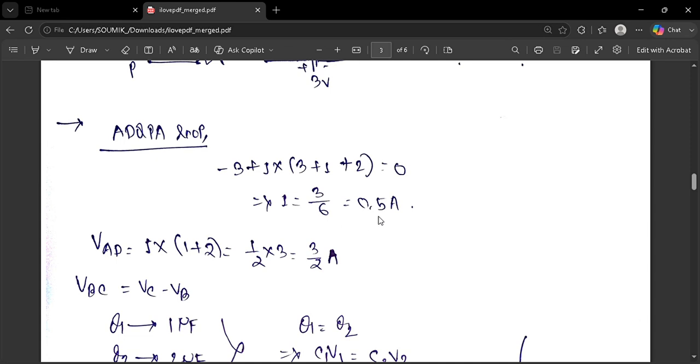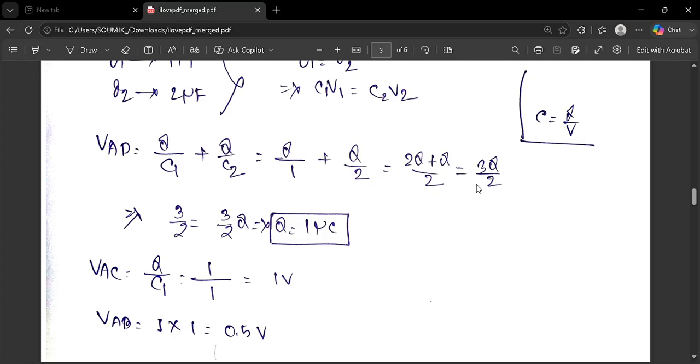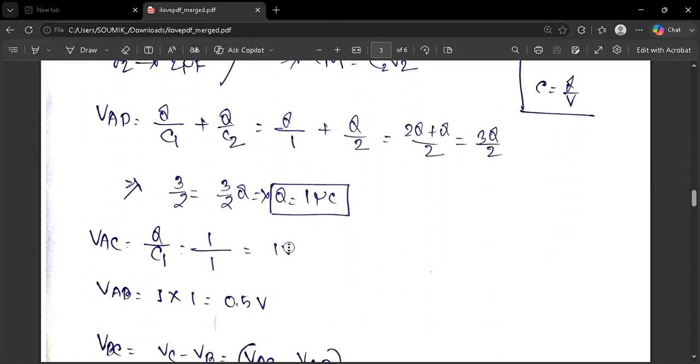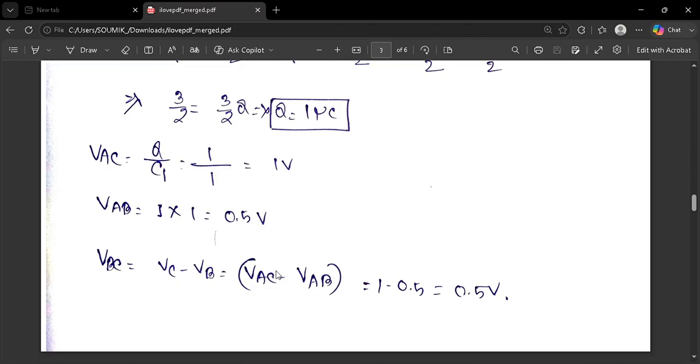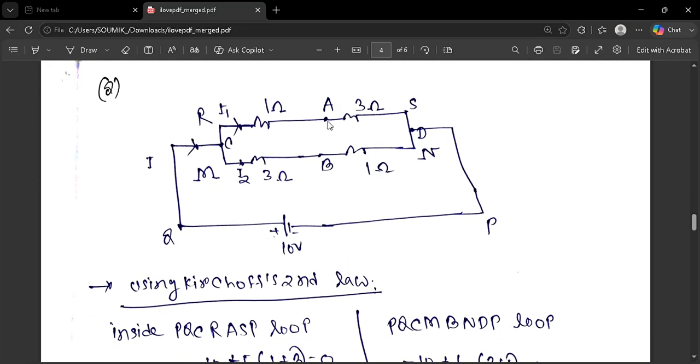We are calculating this problem step by step. We are equating VAD is equal to this. From this equation we can calculate the charge of each capacitor, and we also find out the potential difference between the two plates of the capacitor, that is VAC, and we also calculate VAB, and just VBC is equal to VAC minus VAB. Good. Next question, we are asked to solve for VAB, the potential difference between A and B points.